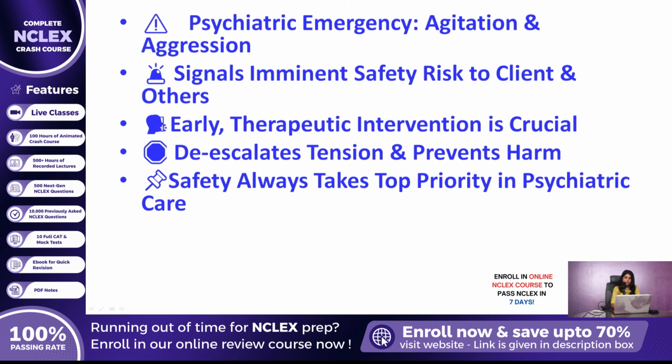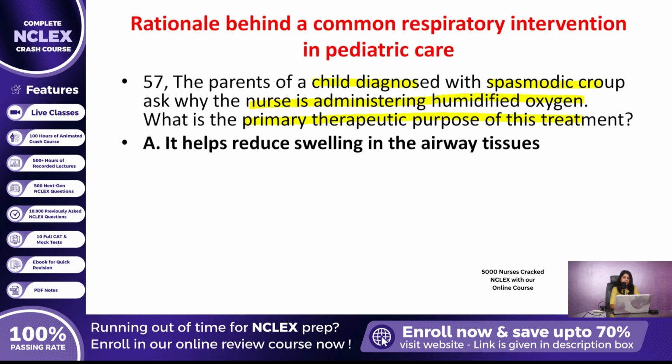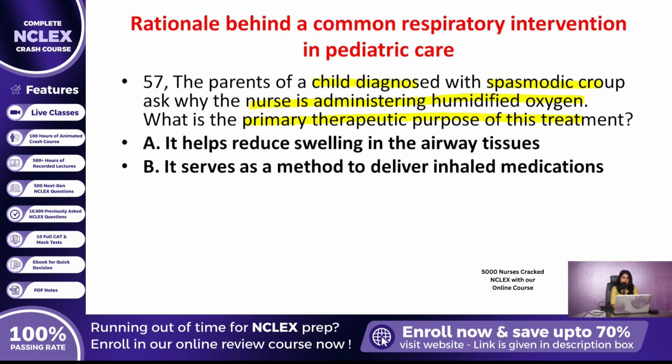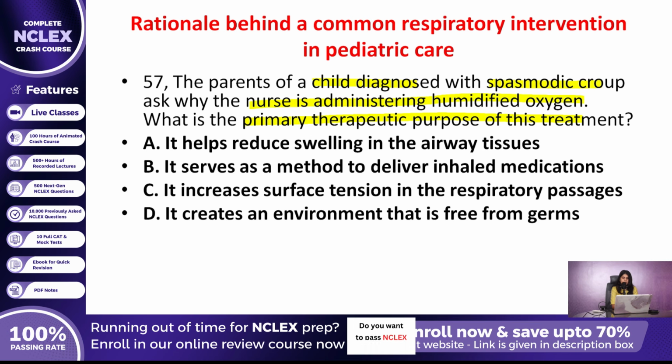Let us now review question number 57, which focuses on the rationale behind a common respiratory intervention in pediatric care. The scenario reads, the parents of a child diagnosed with spasmodic croup ask why the nurse is administering humidified oxygen. What is the primary therapeutic purpose of this treatment? The options are A. It helps reduce swelling in the airway tissues. B. It serves as a method to deliver inhaled medications. C. It increases surface tension in the respiratory passages. D. It creates an environment that is free from germs. The correct answer is option A.